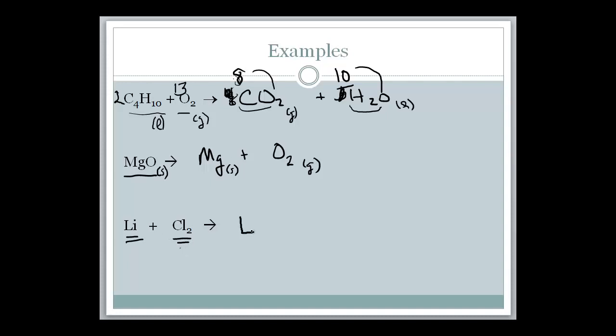So when lithium and chlorine come together, they form lithium chloride. Lithium would be a solid, chlorine is a gas. Think back to that periodic table that showed what elements are solids and gases and liquids. And then lithium chloride would be aqueous.